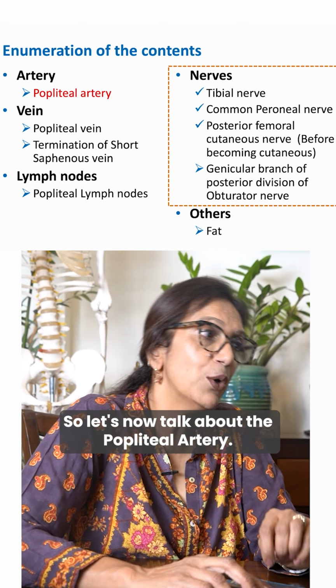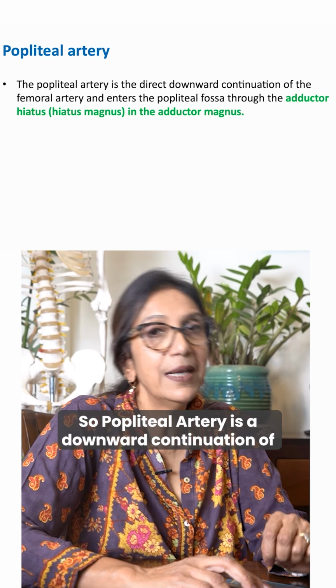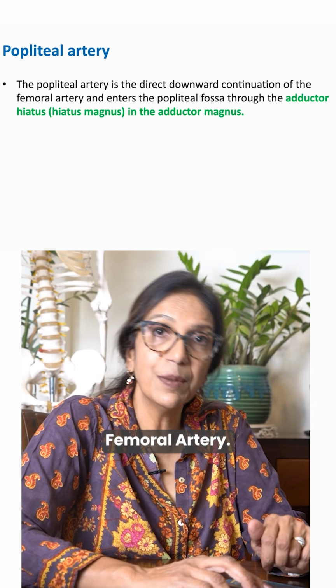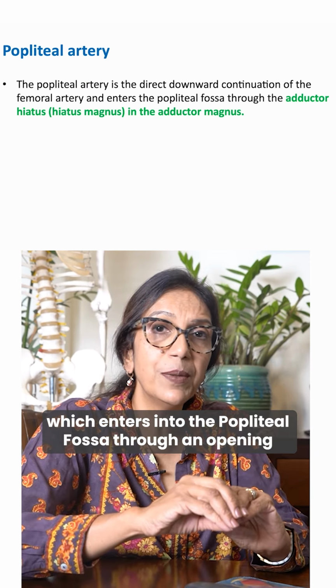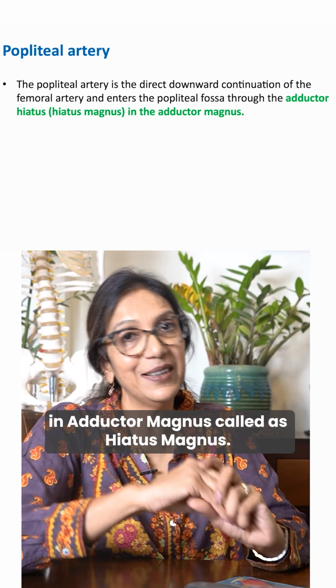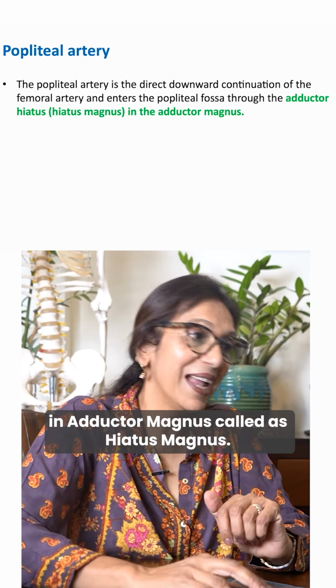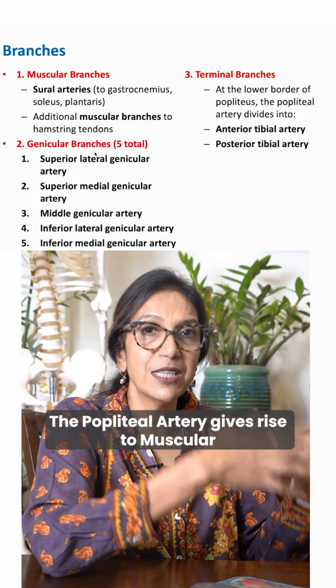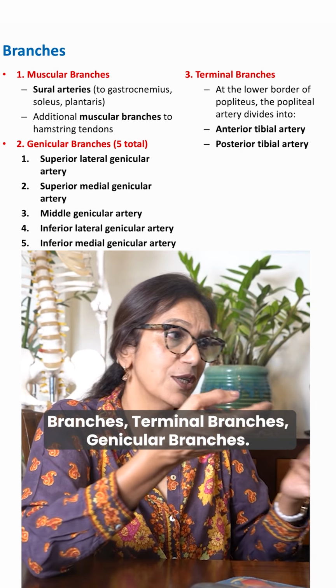So let's now talk about the popliteal artery. So popliteal artery is a downward continuation of femoral artery, which enters into the popliteal fossa through an opening in adductor magnus called as hiatus magnus. The popliteal artery gives rise to muscular branches, terminal branches, genicular.